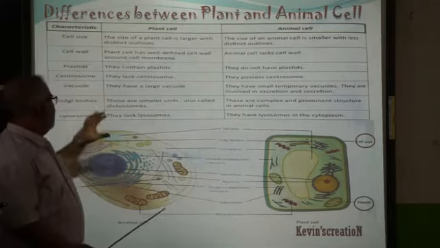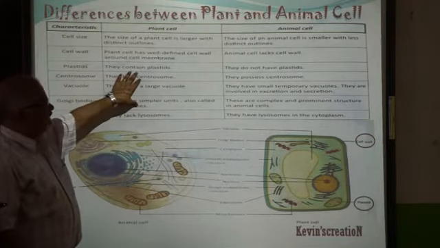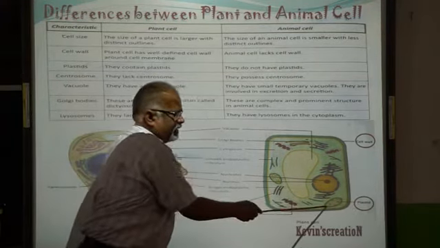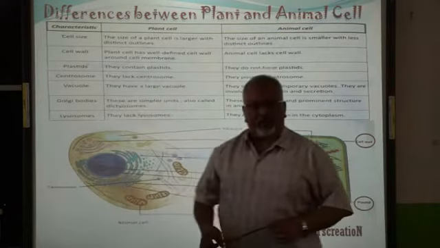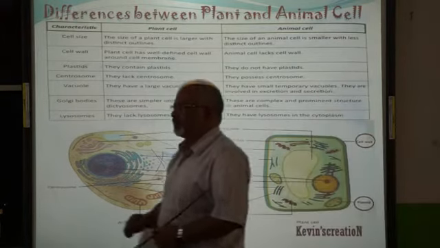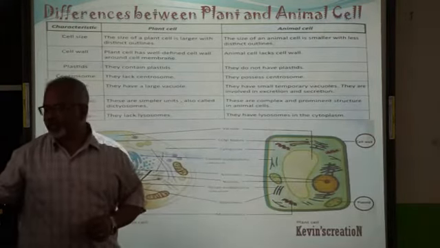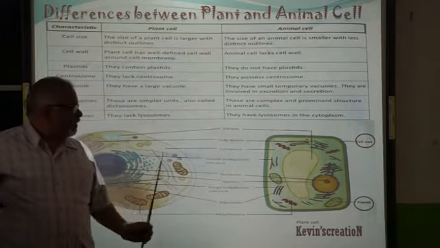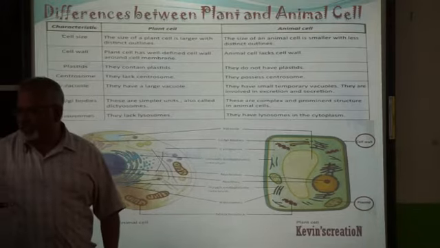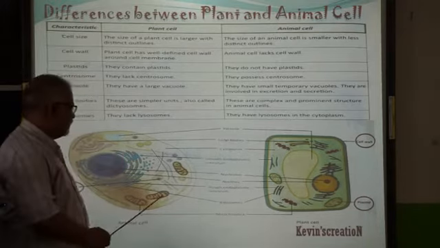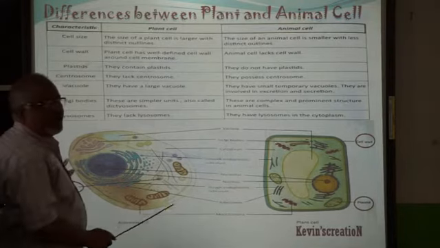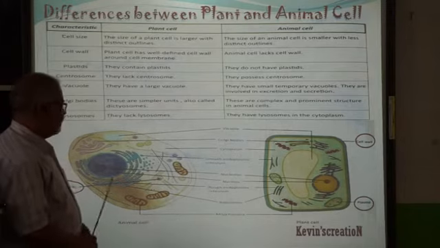Next, plastids. Plant cells contain plastids, animal cells do not have them. Here in plant cell you find plastids: chloroplast, chromoplast and leucoplast. Here we don't have. Next one we have got centrosome. So in plant cell you will not find centrosome, but in animal cell you will find centrosome. Here you can see the centrosome with the centrioles, which helps in the cell division.